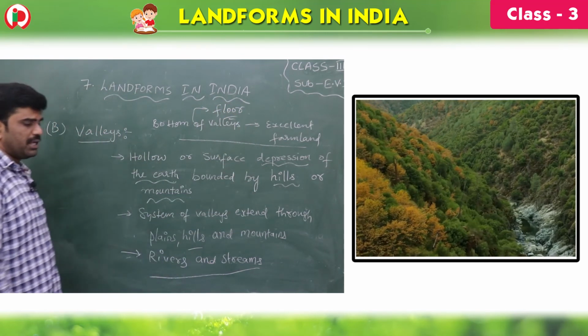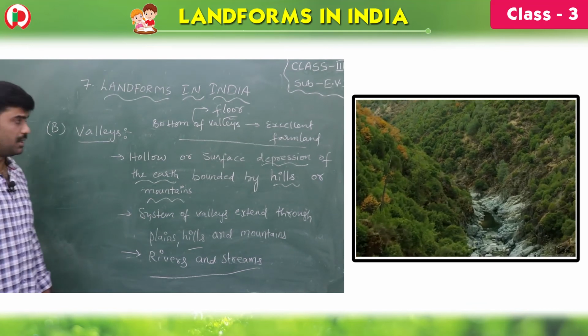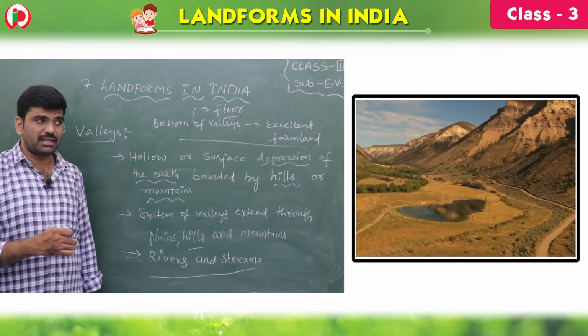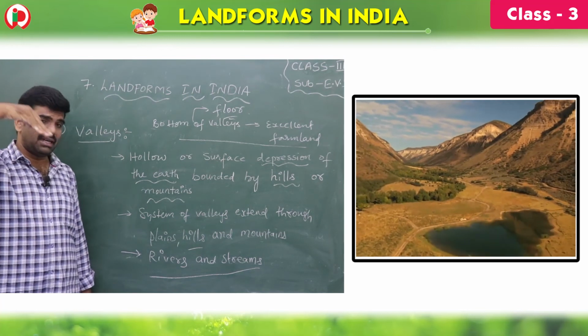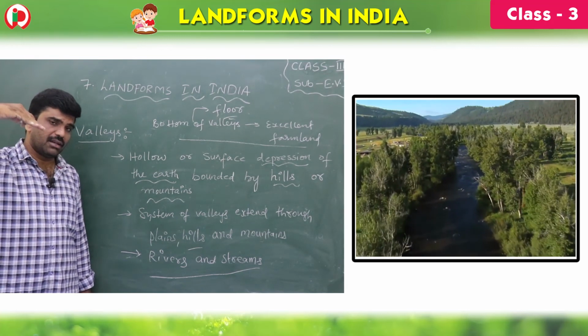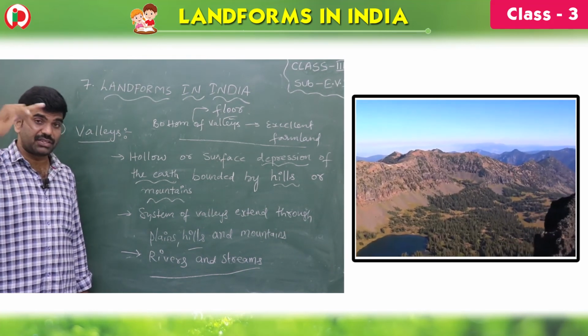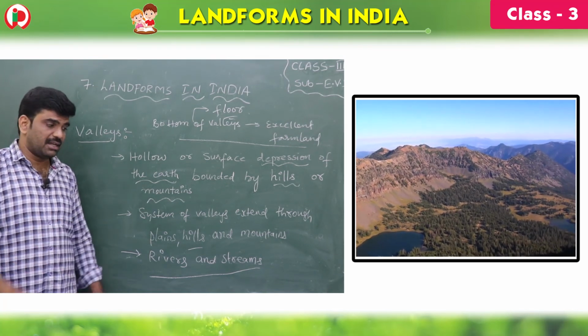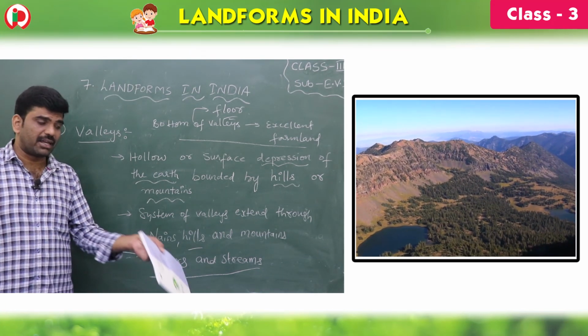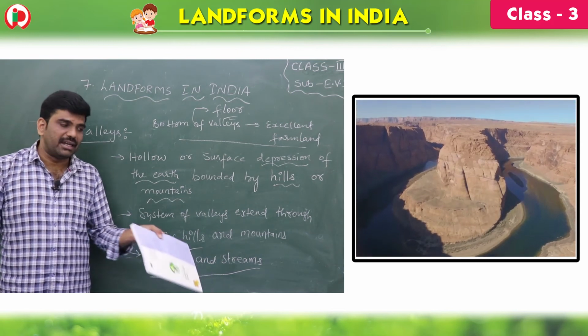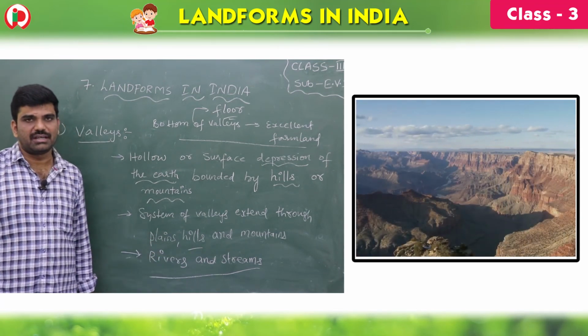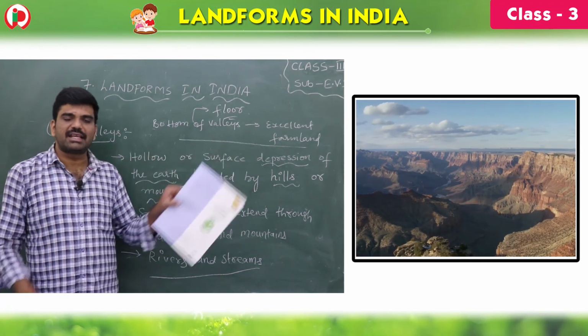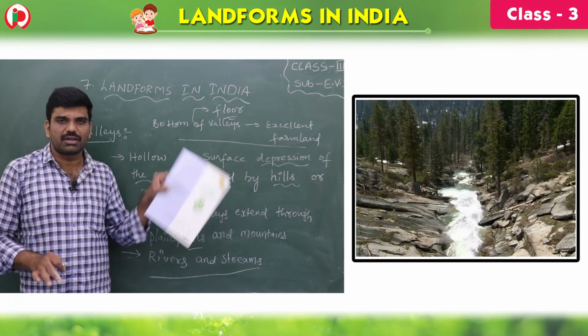So this is about the valley, children. The difference between the valley and a mountain is the elevation, and a valley is the depression. Many rivers and streams pass through the valleys and finally get drained into the interior land of the ocean, and the bottom of the valleys is an excellent farmland, children. You can grow the crops.